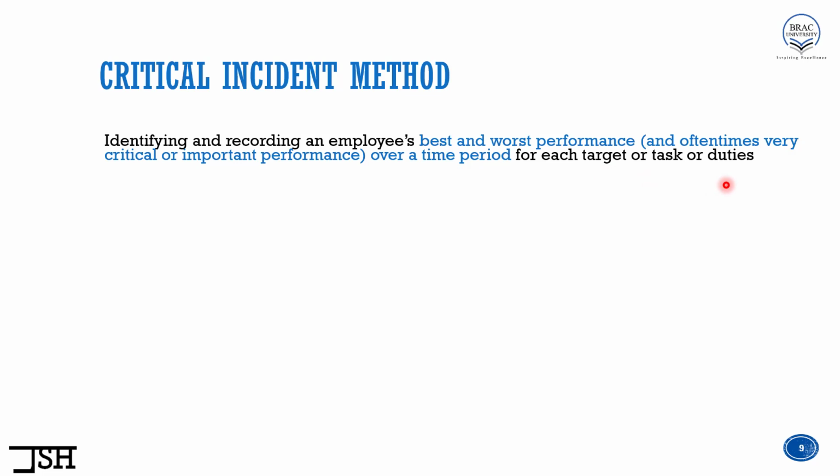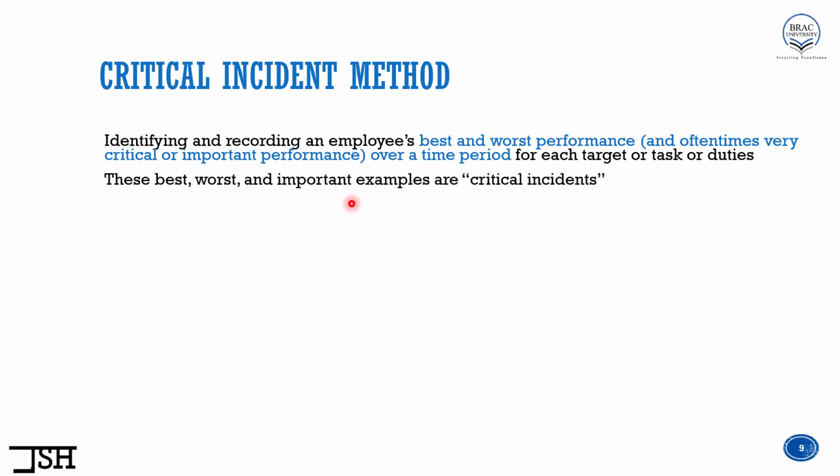So the main portions of this definition are marked in blue. We are going to record the best and worst and the critical or important performances. So the HR manager basically records all the important or critical performances of an employee throughout the year. That's what happens in this method. So the best, worst, and important examples here are called critical incidents.